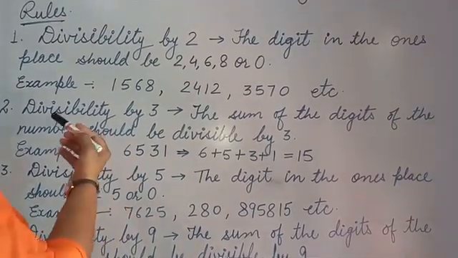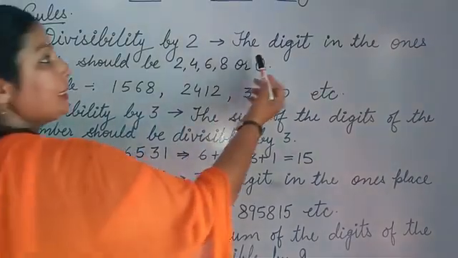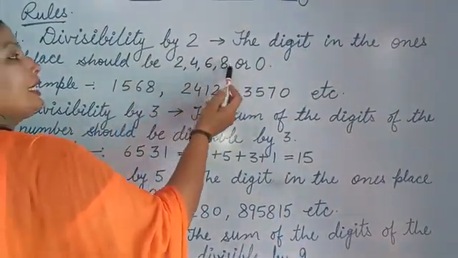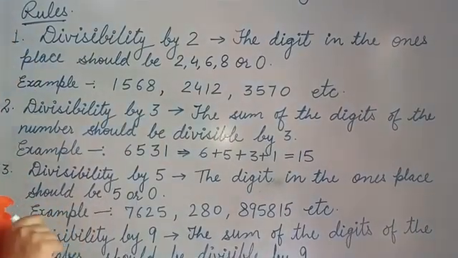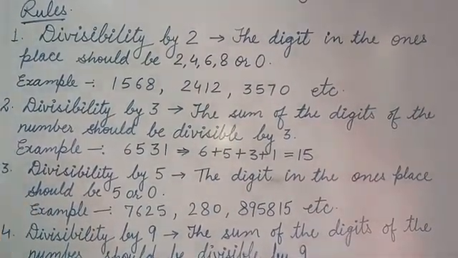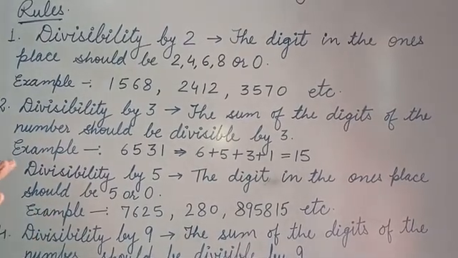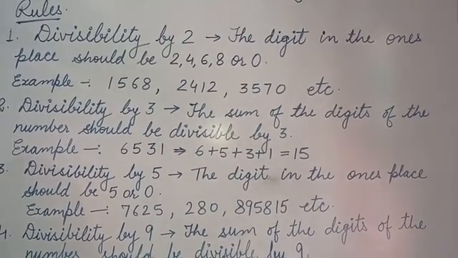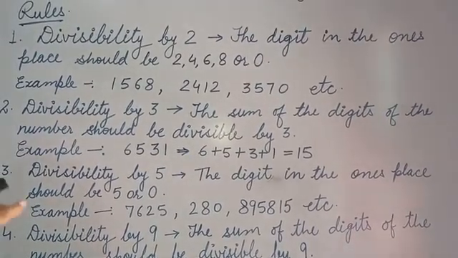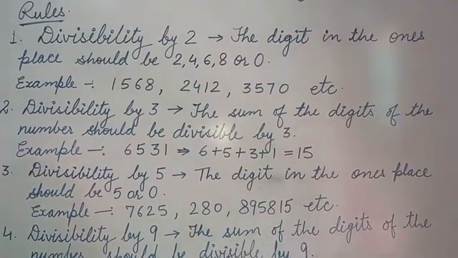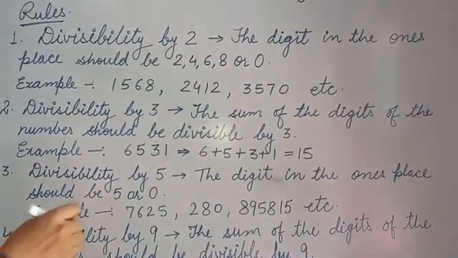What is the rule of divisibility by 2? The digit in the ones place should be 2, 4, 6, 8 or 0. That means all even numbers are divisible by 2. So 2 is a factor of all even numbers.